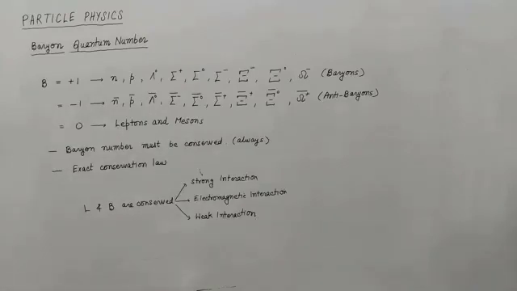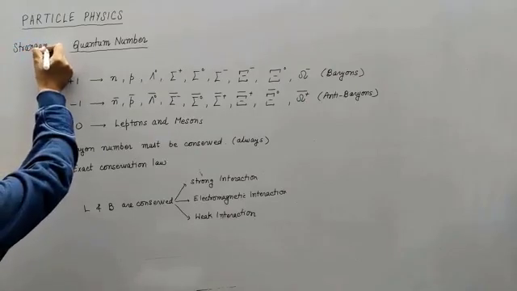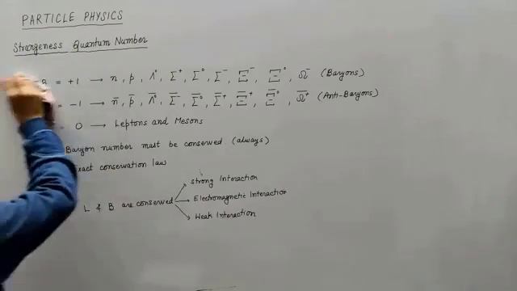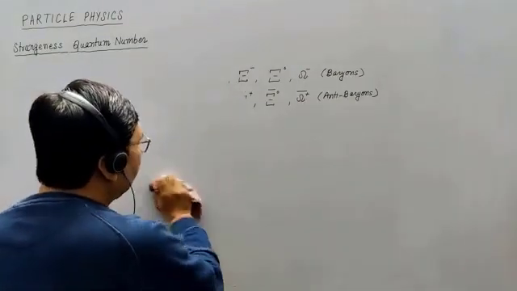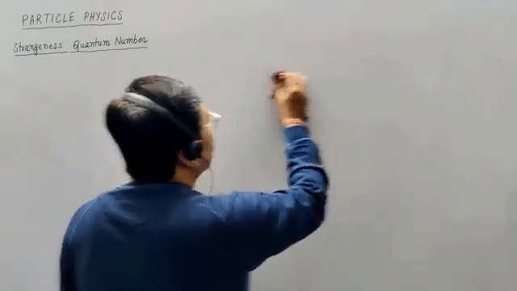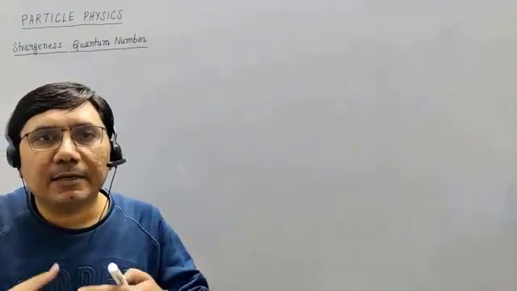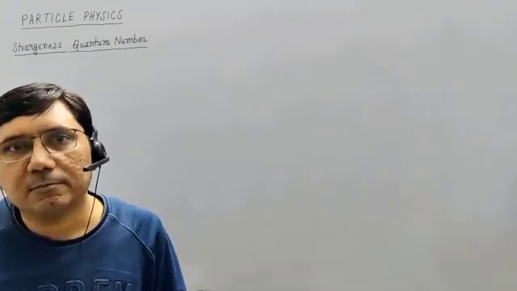Now come to another important quantum number, that is known as the strangeness quantum number. This strangeness quantum number is denoted by S. Actually, what was the need of this quantum number? The need comes into the picture when people found a few particles behaving in a strange manner.